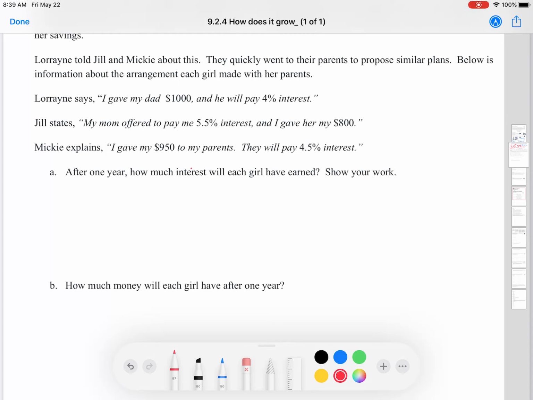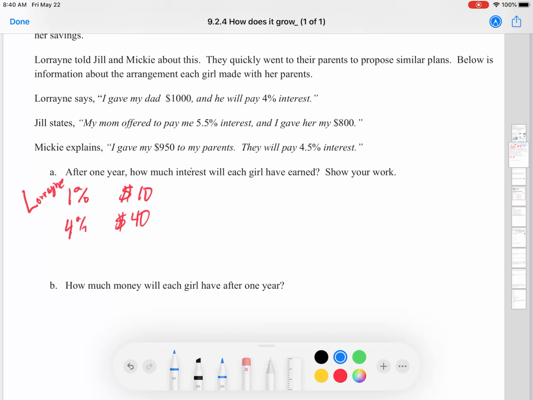4%, right? Let's just do Lorraine in red. What we can do is say, what's 1%? 1% is moving that decimal over two places, right? And 1% is $10 out of that $1,000. So that means that 4% is what? $40, right? So this is Lorraine.